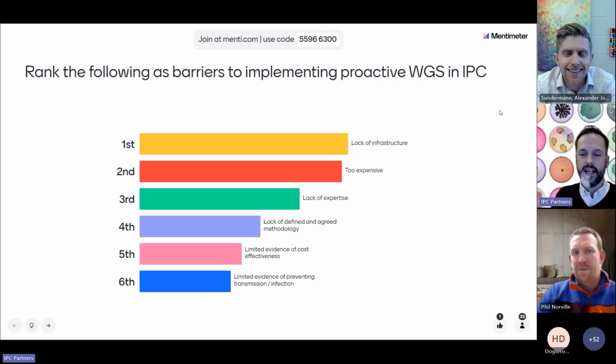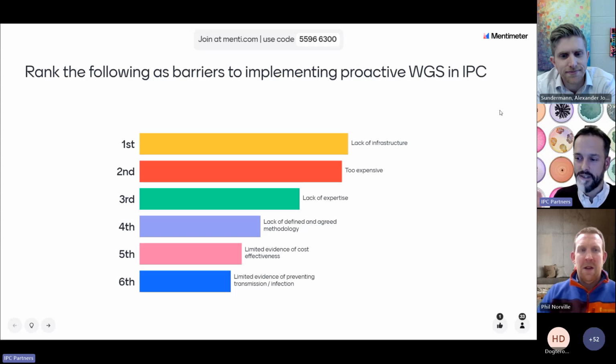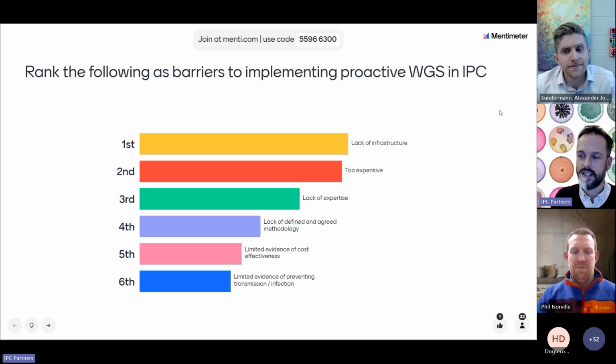Just to qualify, I didn't put cost in there twice. I did mean to put too expensive and limited evidence of cost effectiveness. I mean, clearly cost is balanced against effectiveness to measure cost effectiveness. So it's different angles of the same thing. But I think in the minds of some, it might just be too expensive to even be a starter.